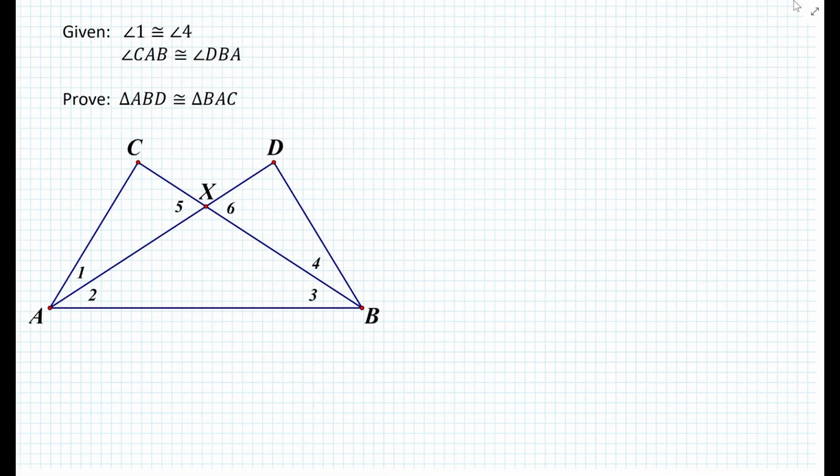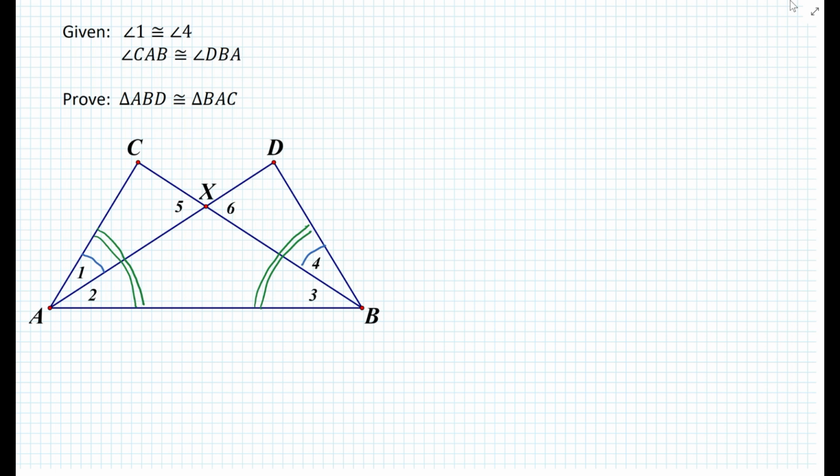Let's say with the following diagram, you're given that angle 1 is congruent to angle 4. You're also given that angle CAB is congruent to angle DBA. How would you prove that triangle ABD is congruent to triangle BAC? At this point, you can pause the video and try to prove this. So the first thing you want to do before even starting the statement reason table is to denote the givens in the diagram as shown now.